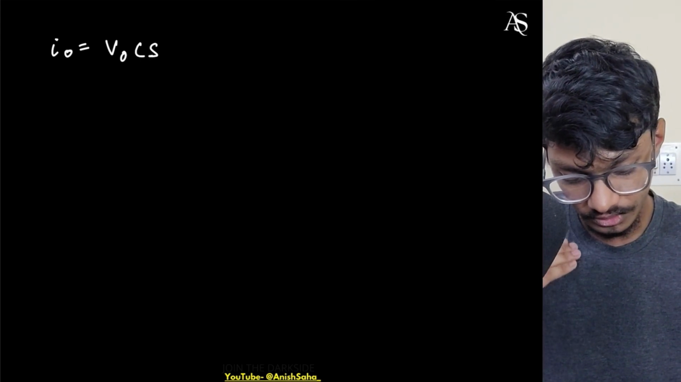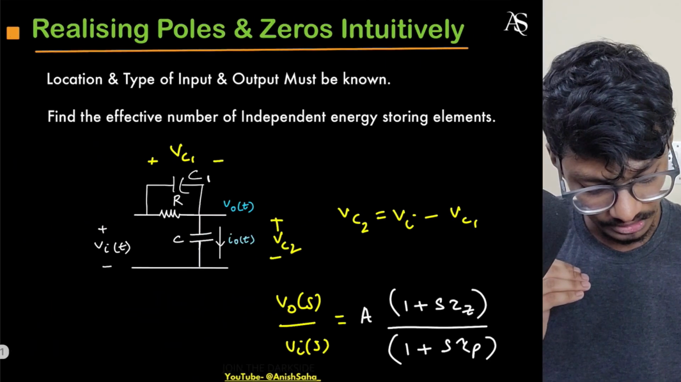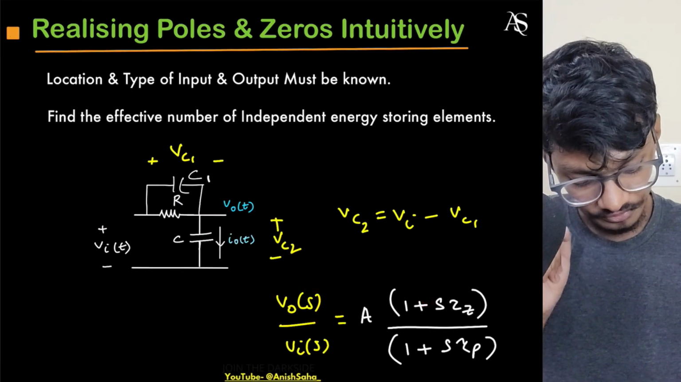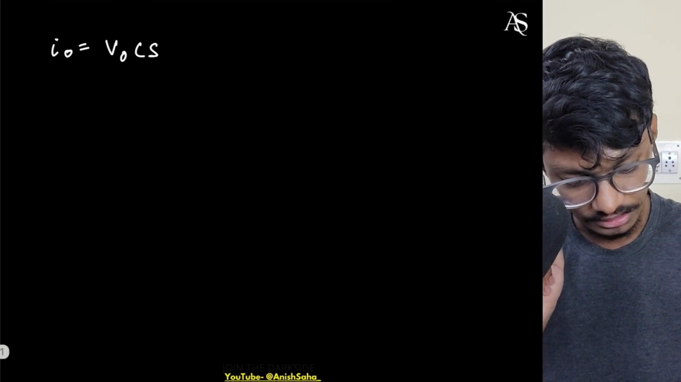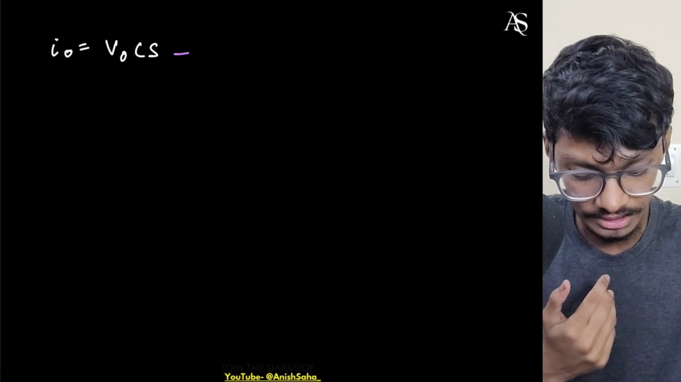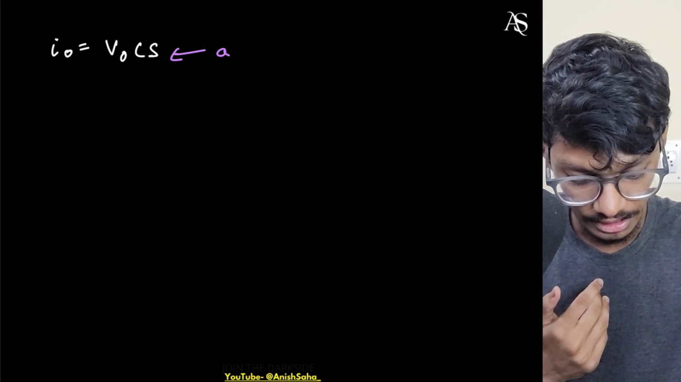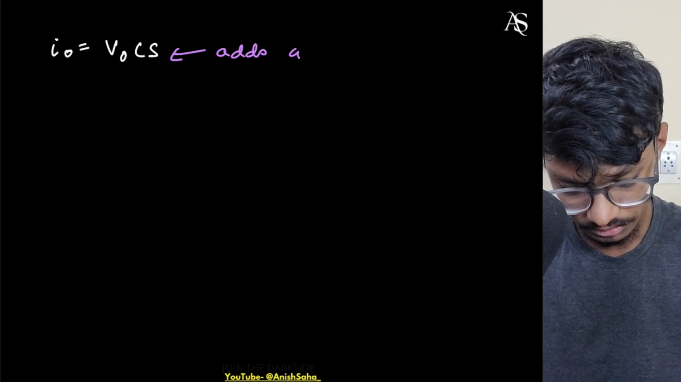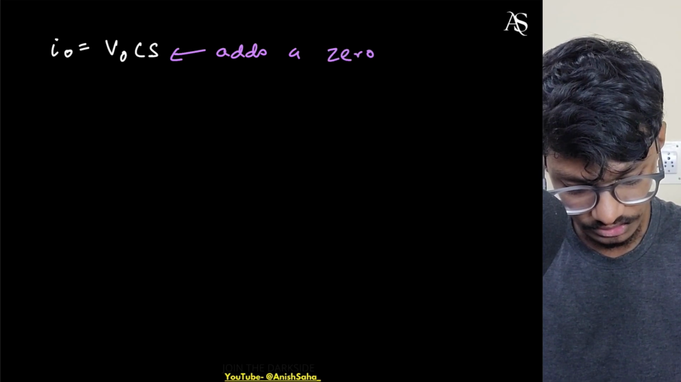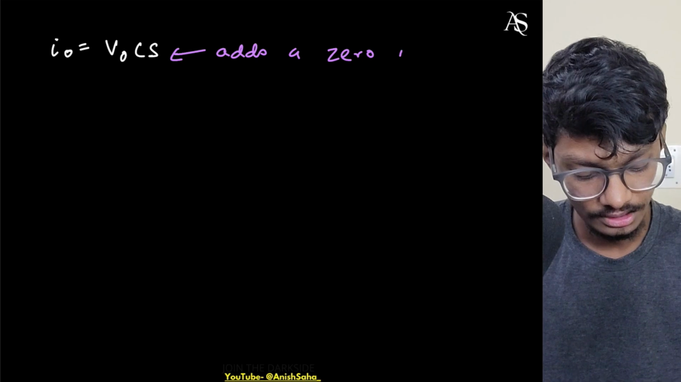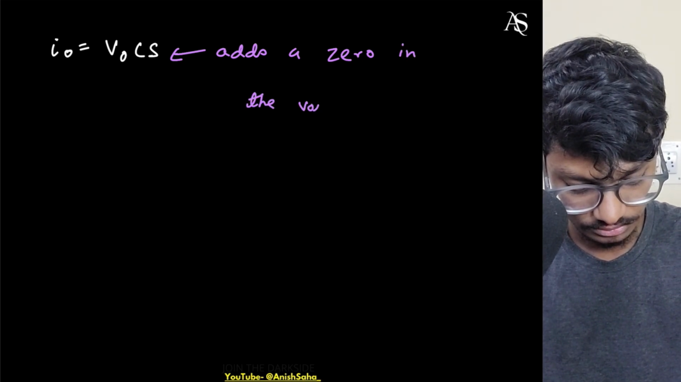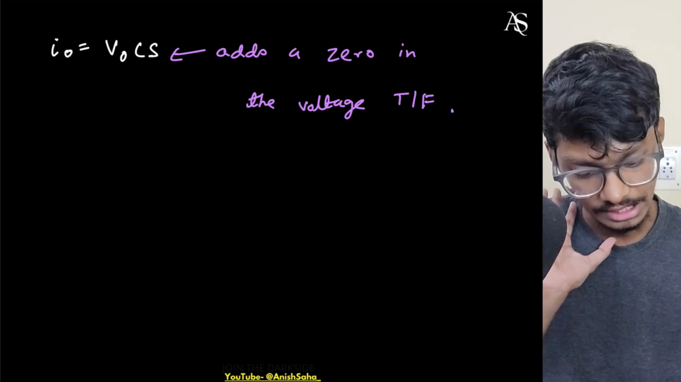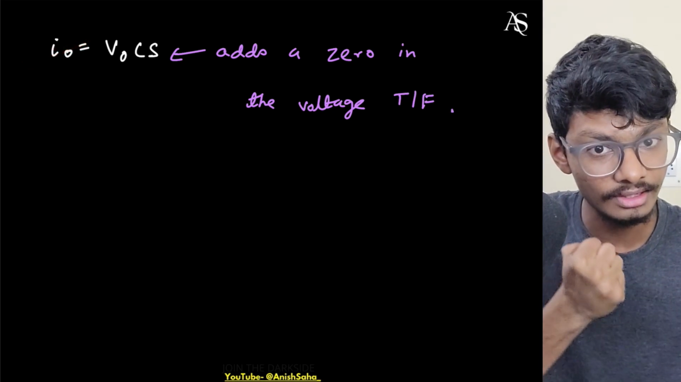So when I am writing current, if I multiply Cs on both sides, what will happen? This will be converted into current. So what I can say is that when I'm computing in terms of current, it adds a 0. In the voltage transfer function, whenever I'm computing for current, it will add a 0, it will never add a pole.